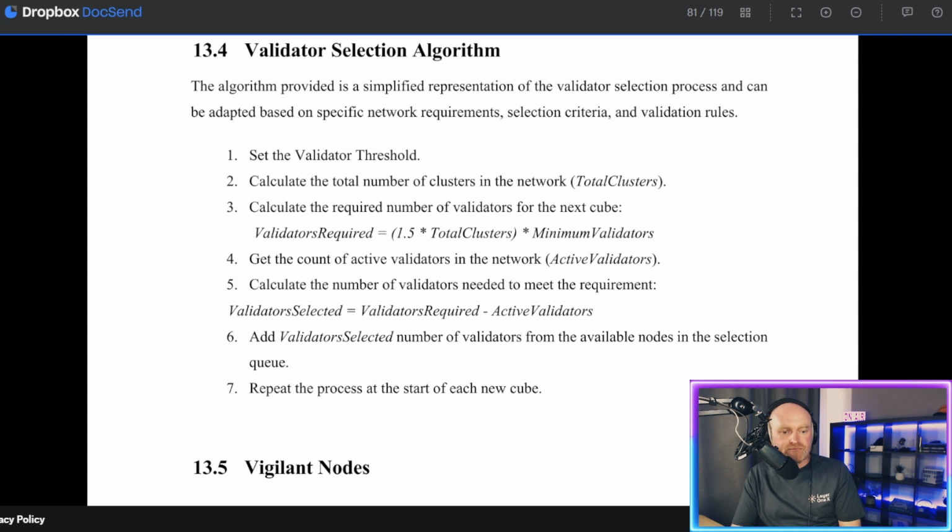Number 4. Get the count of active validators in the network. Number 5. Calculate the number of validators needed to meet the requirements. Number 6. Add the validators selected number of validators from available nodes in the selection queue. And number 7. Repeat the process at the start of each new cube.